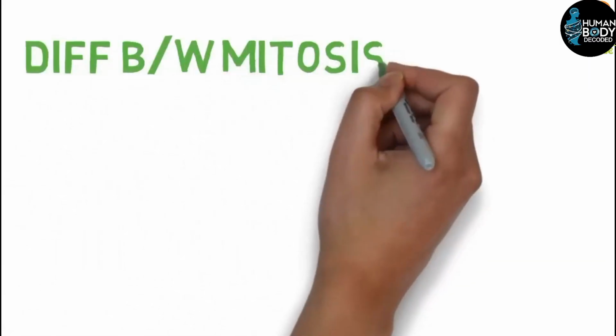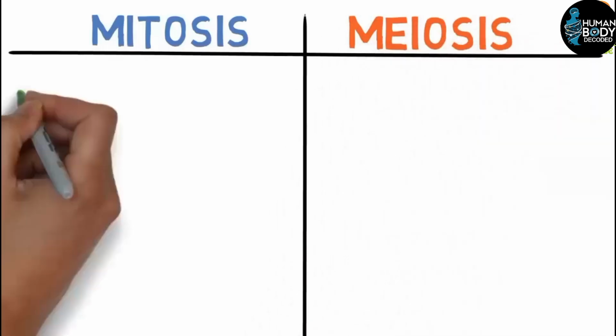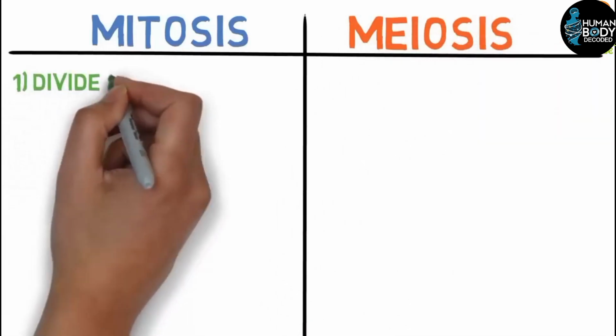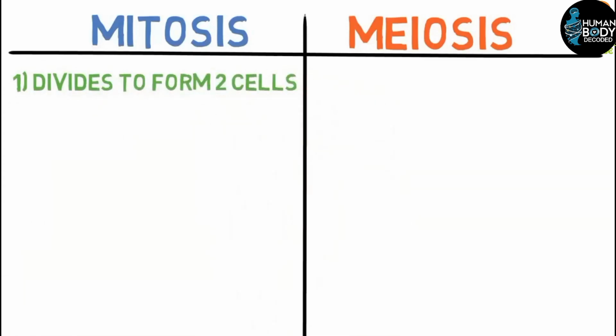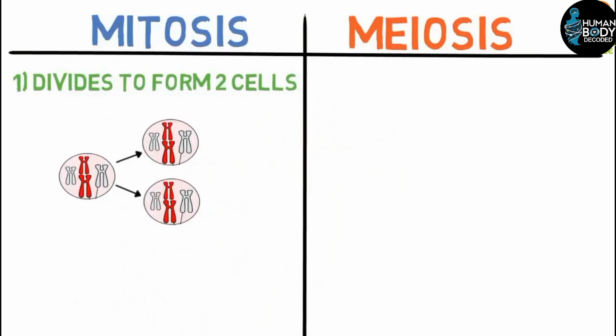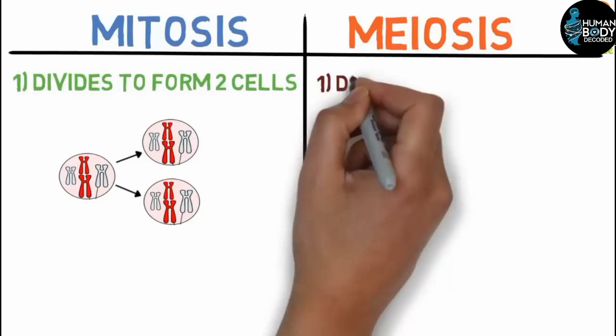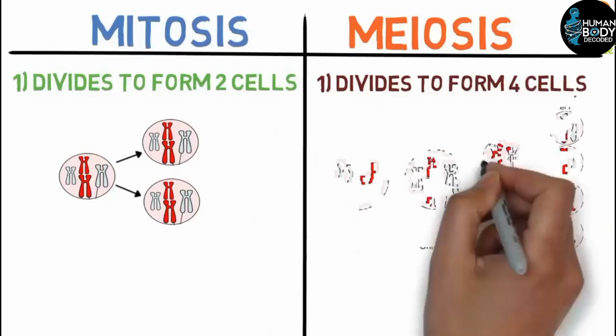Today we will study the difference between mitosis and meiosis. Difference number 1. Number of cells. The first point is that both mitosis and meiosis are cell cycles. In the mitosis cell cycle, when it divides, two cells are formed from one. But in the meiosis cell cycle, when it divides, four cells are formed from one.